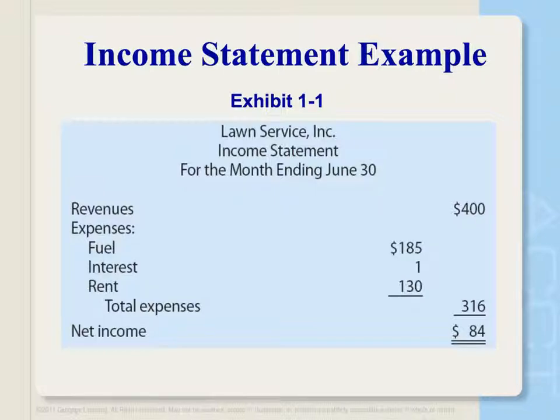So now let's go forward, and I have a blank slide. I was also going to work another problem with you, another example. But right now, I'm going to review or introduce some categories to you, or what goes on the different financial statements. So we have the income statement.